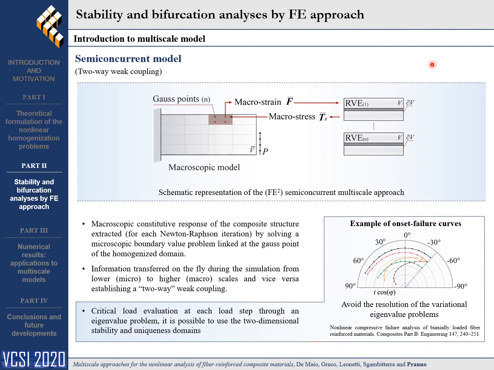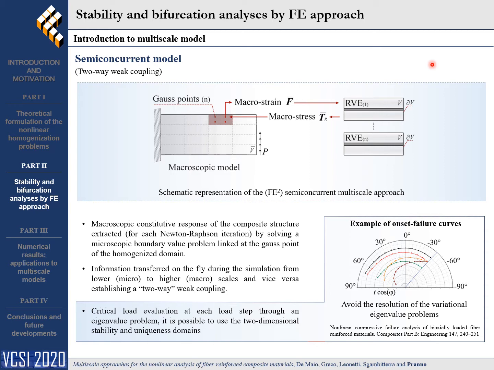Here, the introduction to the semiconcurrent multiscale model is reported with the aim to develop a multiscale method able to analyze the macroscopic compressive failure behavior of defected periodic fiber-reinforced composites subjected to large deformation, by implementing also in the computational procedure the previously developed theoretical formulation. Specifically, an FE-squared-like multiscale model was adopted in which the macroscopic constitutive response of the composite structure was extracted by solving a microscopic boundary value problem linked to the macroelement of the homogenized domain.